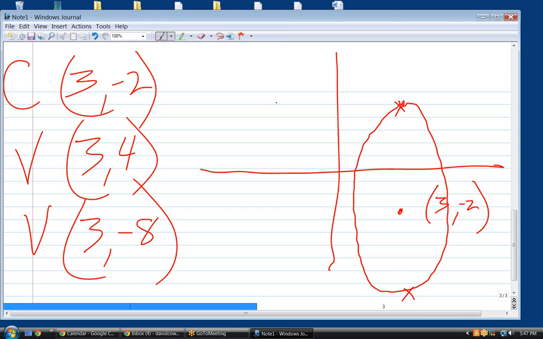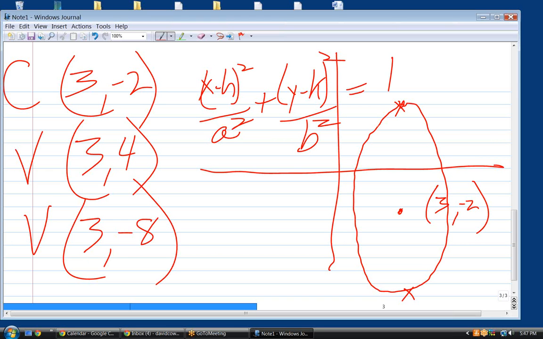Okay. And the general formula for a horizontal ellipse is x minus h squared over a squared plus y minus k squared over b squared, and all that's equal to 1. If it's vertical, then the a squared goes under the y minus k. Since this is vertical, I'm going to put b squared there and the a squared there. So a is this distance, b is that distance.